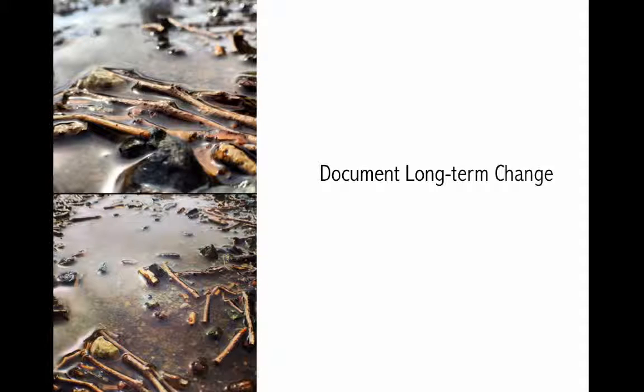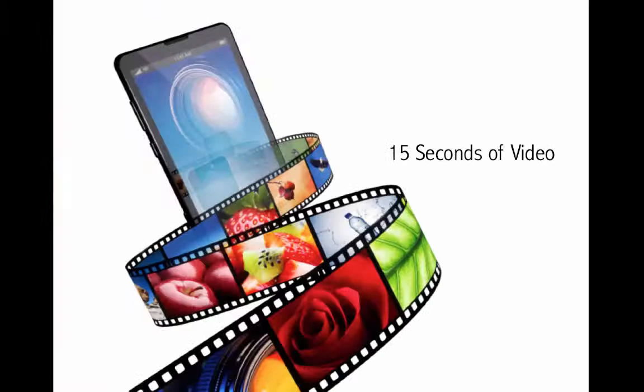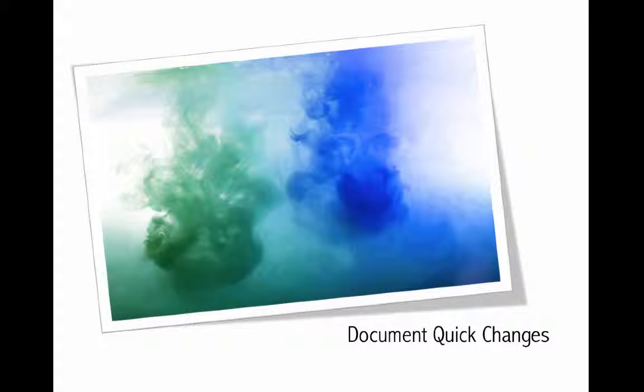Images, of course, are a great way to document change, especially long-term change. And that works really great with a lot of different science experiments that don't exactly happen overnight. One thing that people don't realize is that Instagram also has video included within it. So you get 15 seconds of video, and you can also apply the effects to that as well. So we talked about documenting long-term changes with images. Well, video is a great way to capture quick changes.